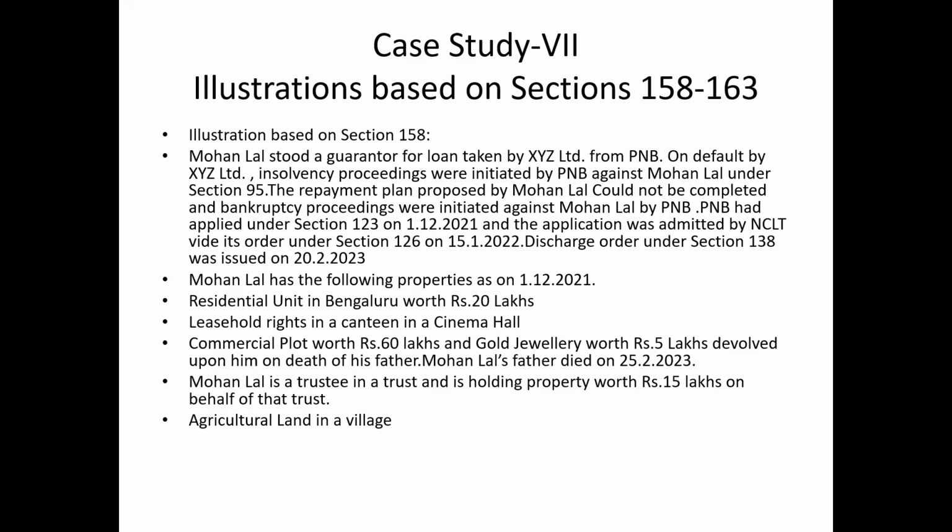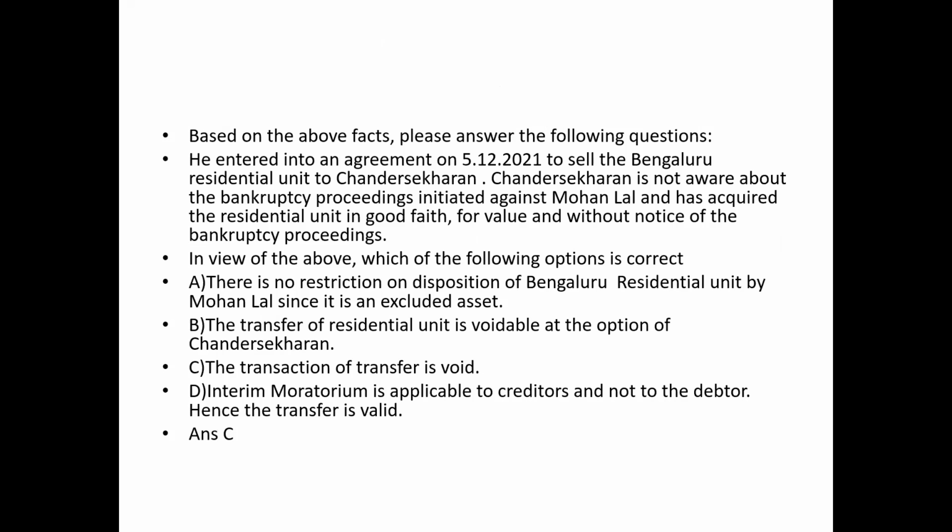Mohanlal has the following properties as on 1st December 2021. Residential unit in Bangalore worth 20 lakhs, leasehold rights in a canteen in a cinema hall, commercial plot worth 60 lakhs, and gold jewelry worth 5 lakh devolved upon him on death of his father. Mohanlal's father died on 25th February 2023. Mohanlal is a trustee in a trust and is holding property worth 15 lakhs on behalf of the trust, agriculture land in a village. So these are the facts of the case. Based on the above facts, please answer the following questions.